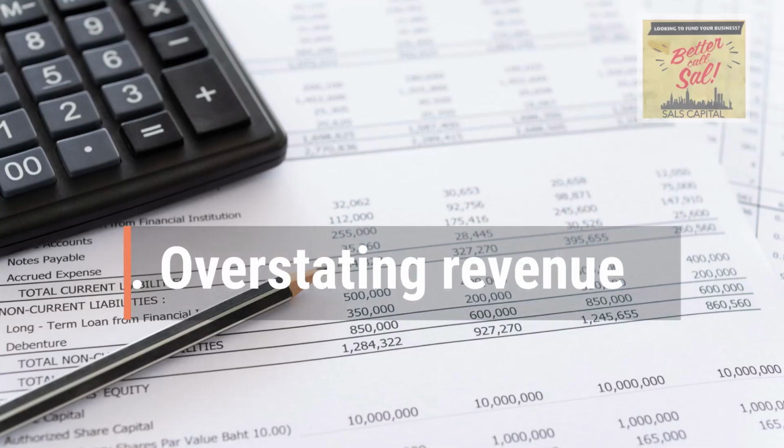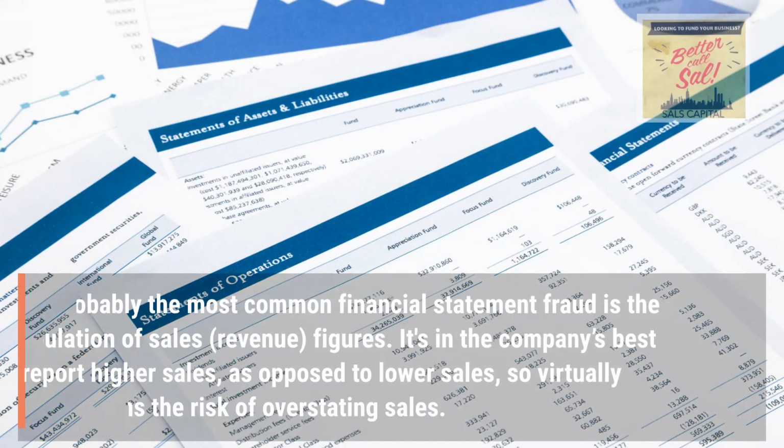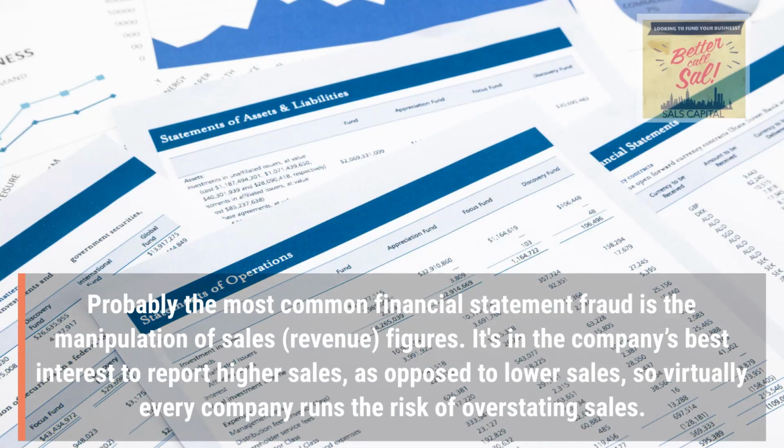1. Overstating revenue. Probably the most common financial statement fraud is the manipulation of sales revenue figures. It's in the company's best interest to report higher sales as opposed to lower sales, so virtually every company runs the risk of overstating sales.